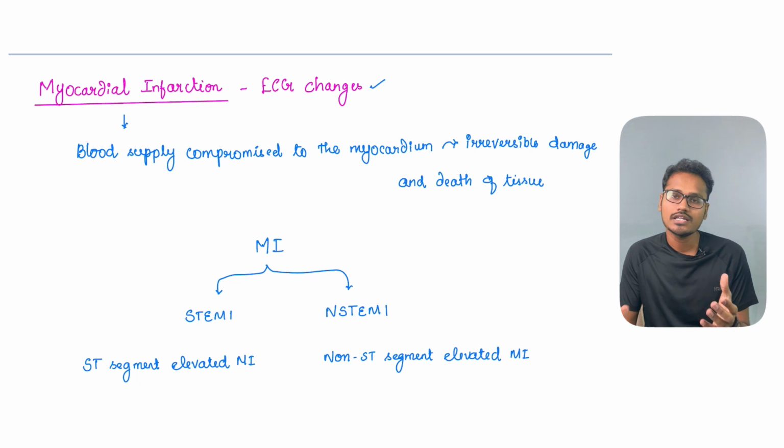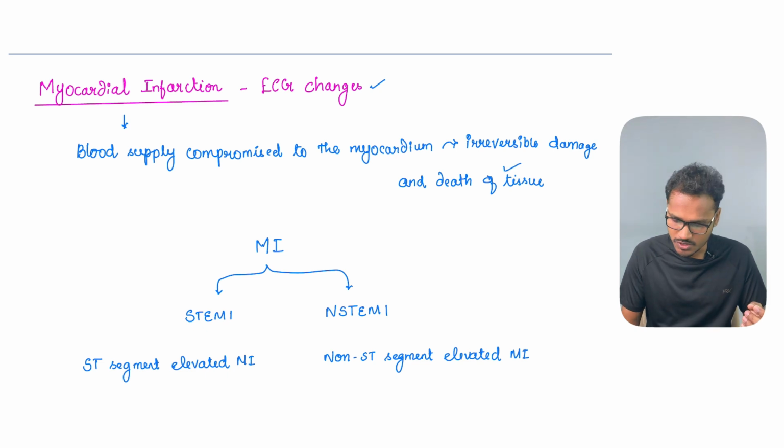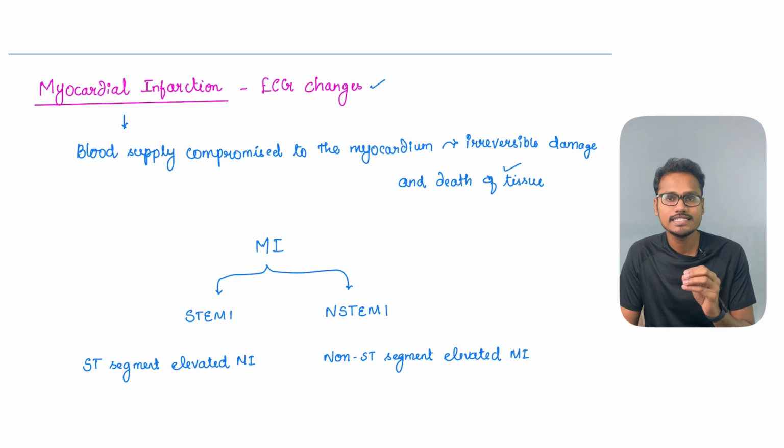Most of you know how the pathophysiology of myocardial infarction happens. That is, the blood supply is compromised and it is leading on to the ischemia of the tissue, which in turn is causing irreversible damage and the death of the tissues. These things we are not going to discuss in the video. We are going to focus on what the ECG changes are.